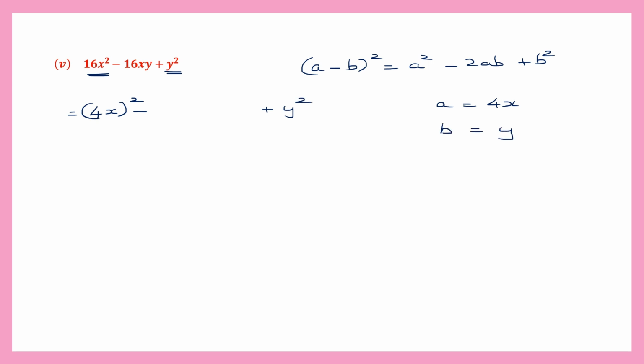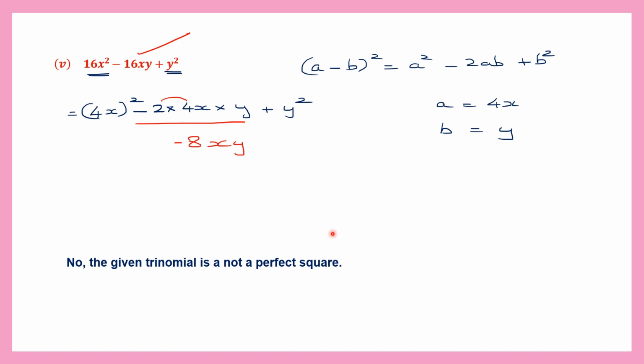Now let's try 2ab. 2 into a. And what is a? 4x into b. And b is y. Now this we need to work out and see whether we get minus 16xy. 2 4s are 8. That's it. We don't have any other number. We have minus 8xy. That means we did not get minus 16xy. We got minus 8xy. That means this trinomial is not a perfect square. So the given trinomial is not a perfect square.